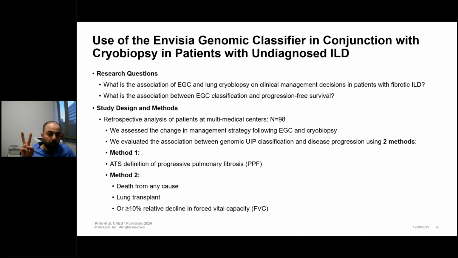But this time we used 2 methods. Number 1, we used the ATS definition of progressive pulmonary fibrosis, which is 2 out of 3 of the following: physiological decline with FVC and or the DLCO, radiographic changes, and symptomatic decline. And also we used the second method that was published recently, regarding death from any cause, lung transplant, or more than or equal to 10% FVC decline.